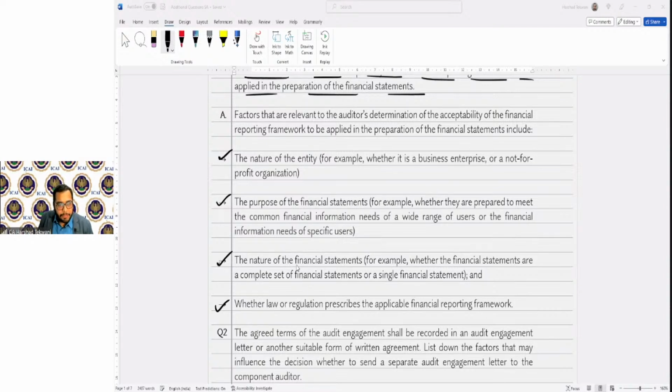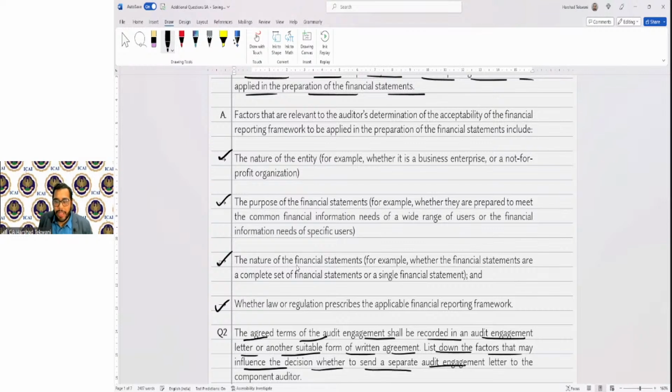Now, second question. The agreed terms of the audit engagement shall be recorded in an audit engagement letter or other suitable form of written agreement. List down the factors that may influence a decision whether to send a separate audit engagement letter to the component auditor. Now, you need to provide some factors with respect to whether a separate engagement letter is required to be sent to the component auditor or it is not required. So what factors decide this particular thing?